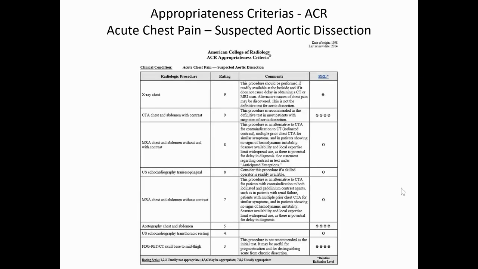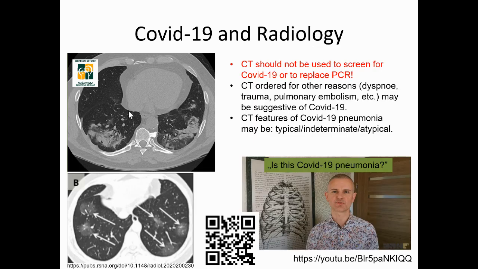Here is suspected aortic dissection. Here it says chest x-ray as 9, probably because it doesn't mean too much radiation for the patient, and with a chest x-ray you can also rule out other causes. But CTA, so a CT examination with a lot of contrast to fill the arteries, would be your best bet in case of aortic dissection.